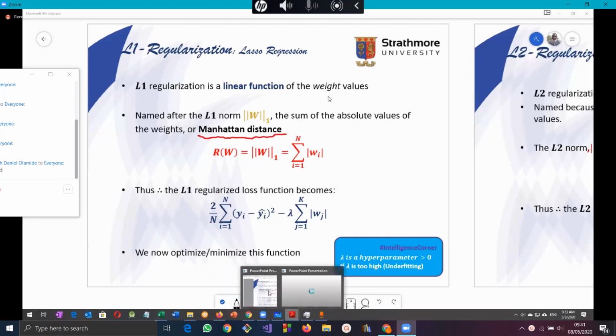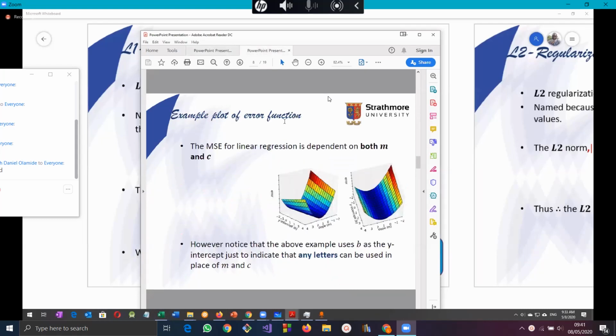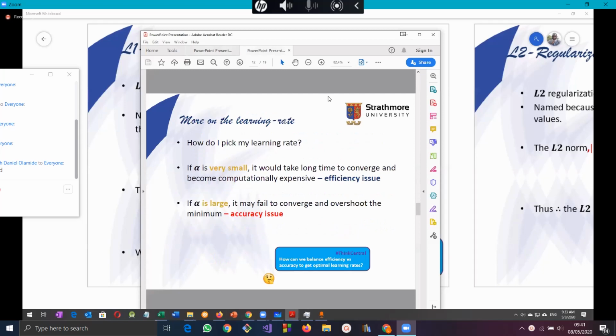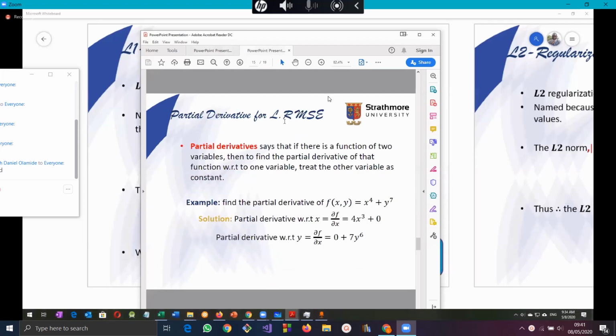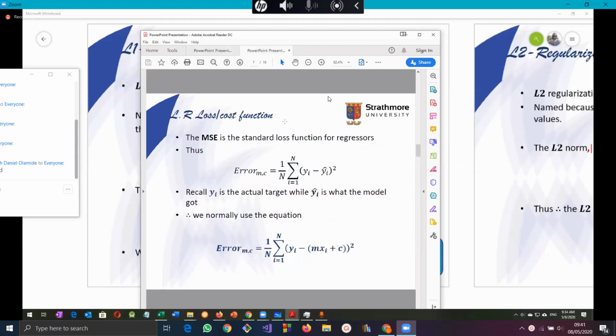So where is that? Yes, we already know how MSE looks like. It's last week's notes, MSE. You just follow through, you will never get lost.